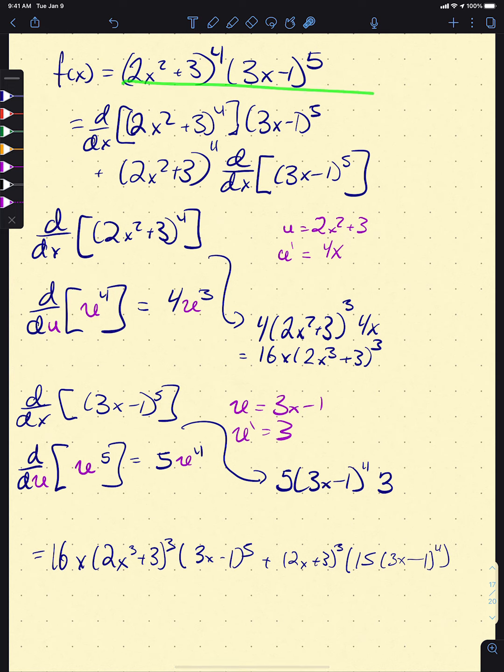Could you do the product rule a whole bunch of times on that? Absolutely. Is it way faster to do the chain rule? I think so. It turns out that we'll use the chain rule all the time, right? Because composite functions show up all the time.